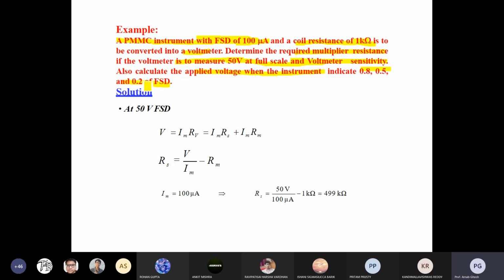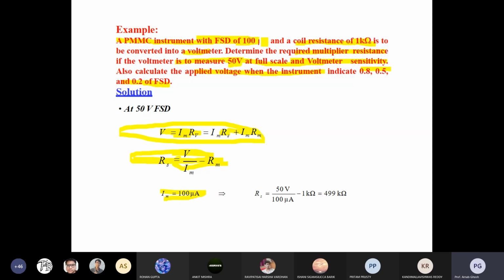So first condition we are checking. 50 volt is there, you are measuring, so 50 volt is your FSD. So V equals IM RV, that you know. RV is the internal resistance of the voltmeter. So IM RV equals IM RS plus IM RN, where RS plus RN is your RV. Another formula is already there: RS equals VM by IM minus RN. So these two formulas you have already. Now you can replace the quantities. You know the value of IM, 100 microampere, it is given as the FSD current.